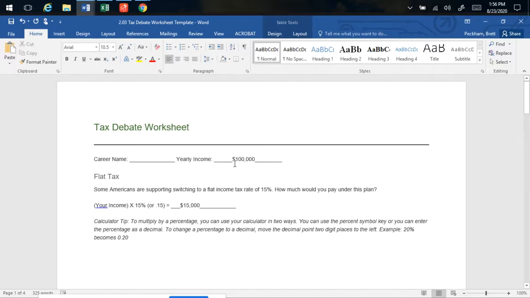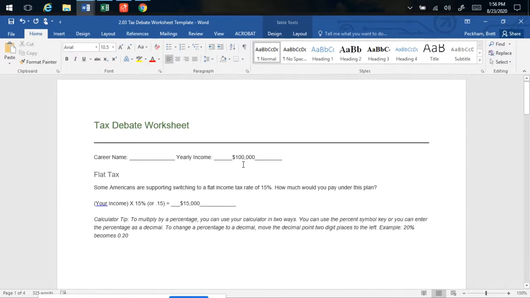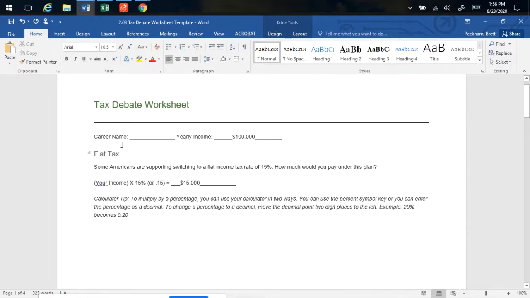I'm going to use an income example of $100,000. If you were to have a $100,000 income and the flat tax is given to you as being 15%, you simply multiply $100,000 times 0.15 to get you $15,000 in taxes that you would need to pay to the government.